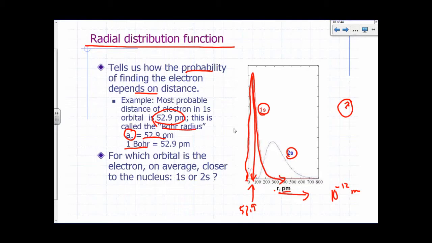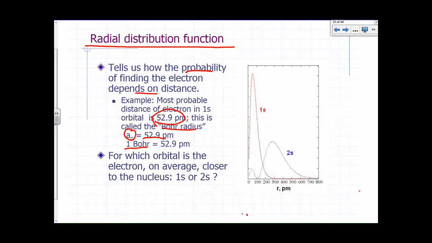So 1 Bohr unit of length corresponds to 52.9 picometers. Now, on this sketch, if the electron were described by the 2s orbital, the probability of finding it versus distance looks like this. The probability goes up, then goes back to 0, and then it goes up again to a much higher value, and then it goes back down to 0. So this right here is the most probable distance of an electron from the nucleus of a hydrogen atom if that electron were described by a 2s orbital.